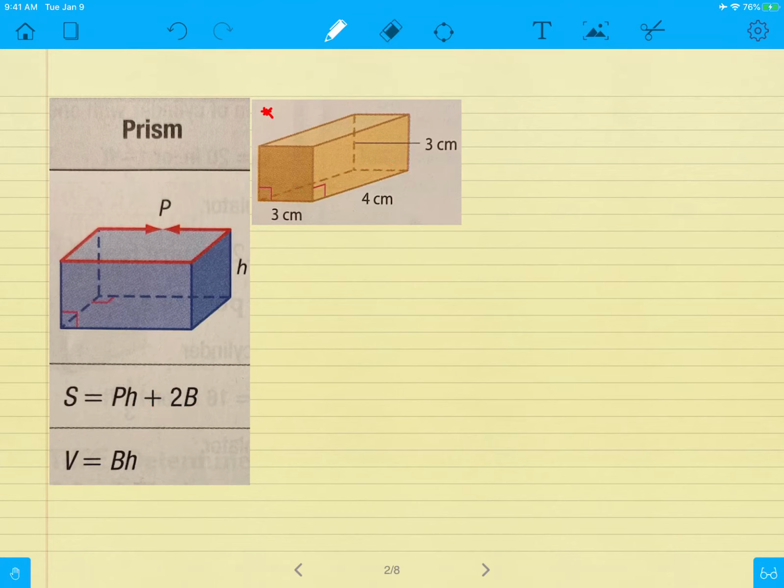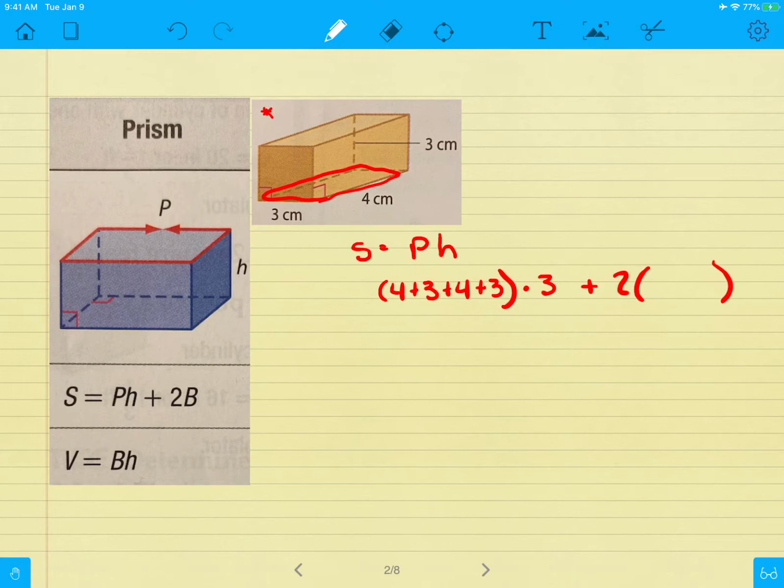So for the surface area part, I'm going to add up the perimeter of the base and then take it times the height. The perimeter is 4 plus 3 plus 4 plus 3. That is the perimeter of the bottom, going around the bottom. Now I'm going to take that times the height. The height is 3. And then I'm going to add 2 times the area of the bases. This will give me my total surface area. Now the area of the base is 3 times 4.